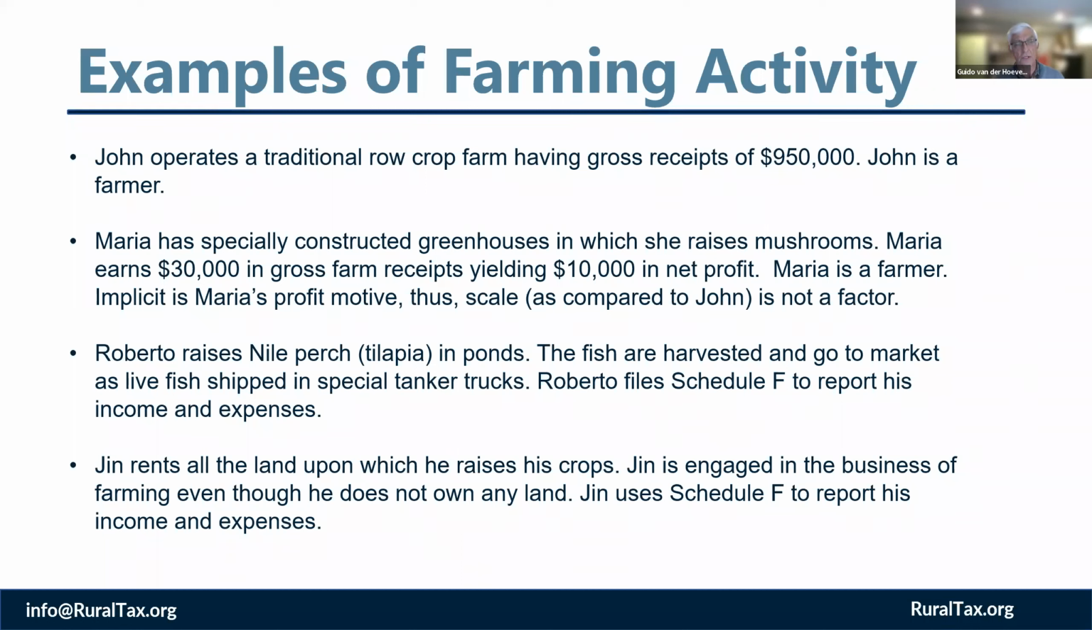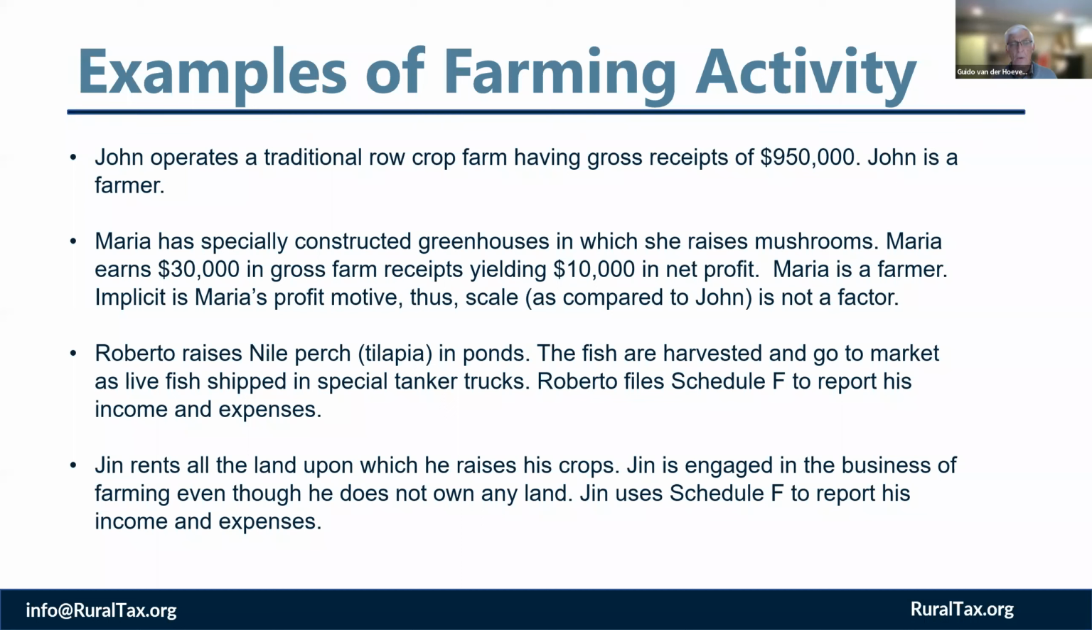She has specially constructed greenhouses, and she happens to raise mushrooms. Now, by the time she has her costs in and what she gets out in her net profit, she's got $10,000 in net profit. And if you look at gross receipts of $950,000 versus $30,000, this is a sizable economic difference. But Maria is still a farmer. She has a profit motive. And in this case, the scale is not going to be a factor.